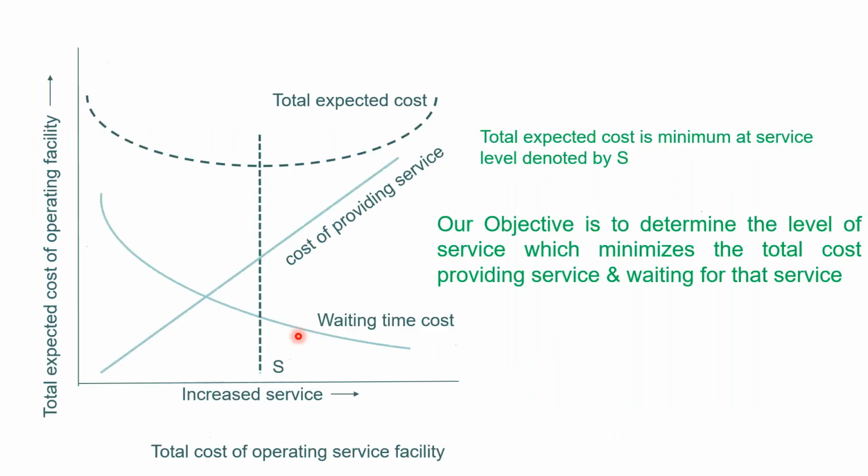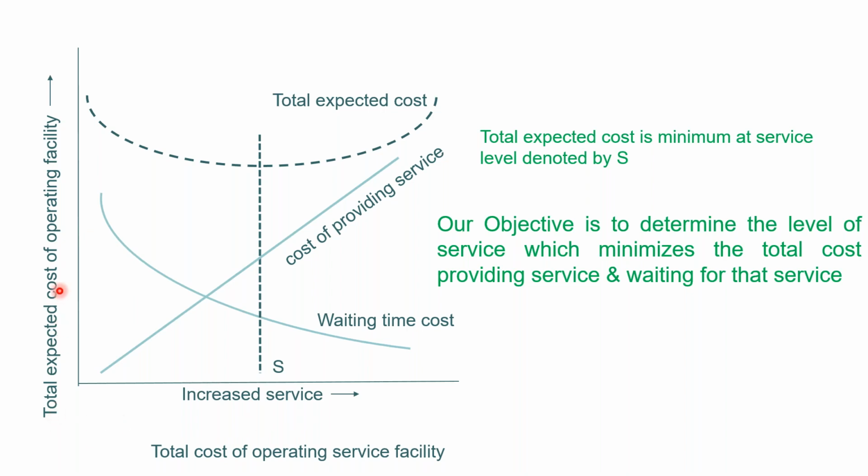Now this can be found with the help of the total cost of operating a service facility. If you see this curve, this is your waiting time cost curve, and this is your cost of providing service curve. And if you see this particular line and this particular point, you'll find that this is your optimum or minimum point where you are spending less money, as well as providing good service.